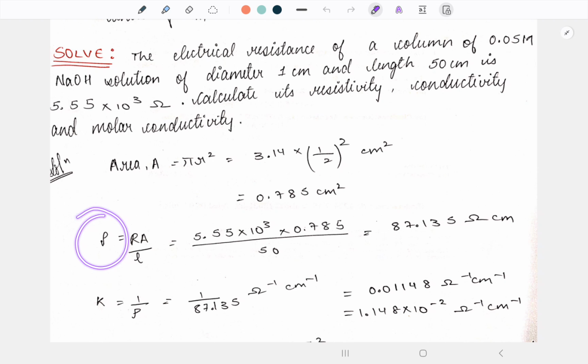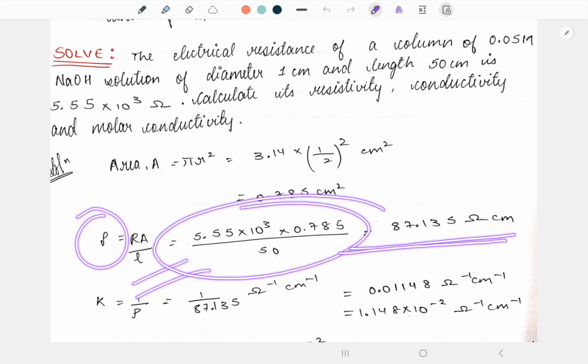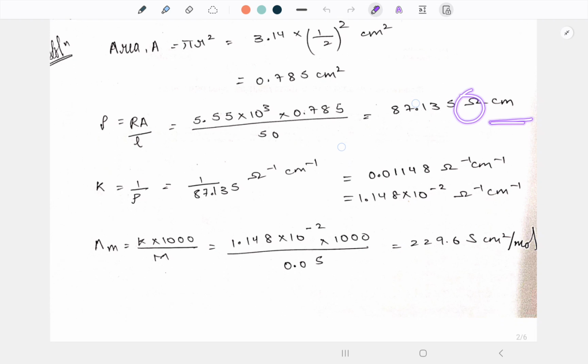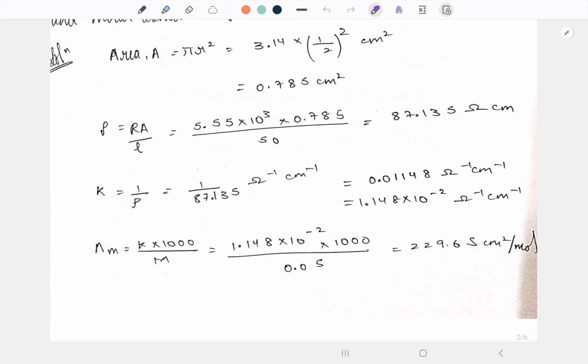The resistivity formula is R a by L. By placing the values we get the answer to be 87.135 ohm centimeter. And the conductivity is the inverse of resistivity. So we get the answer to be 1.148 into 10 to the power minus 2 ohm inverse centimeter inverse.